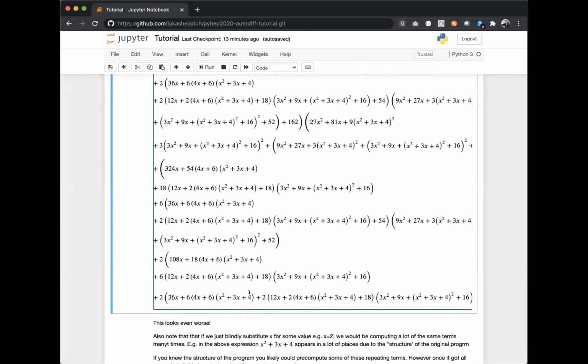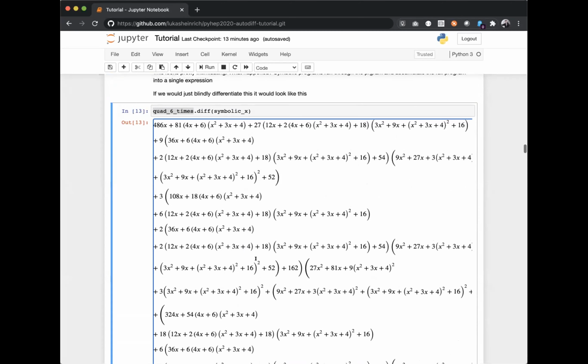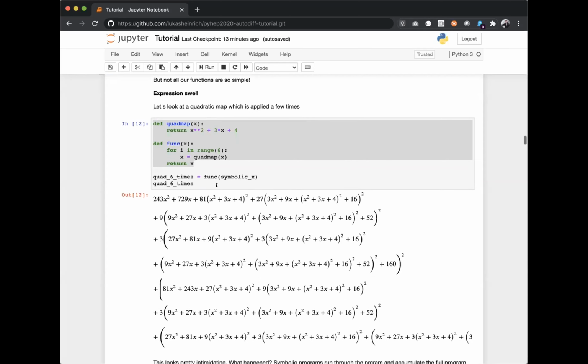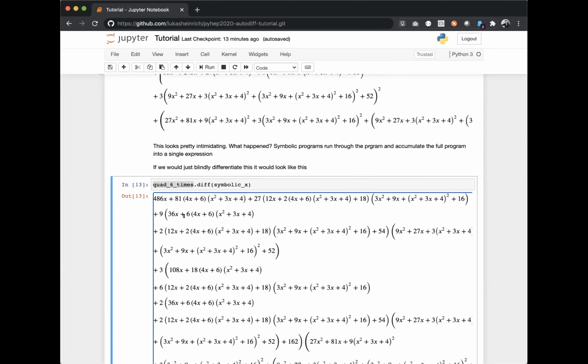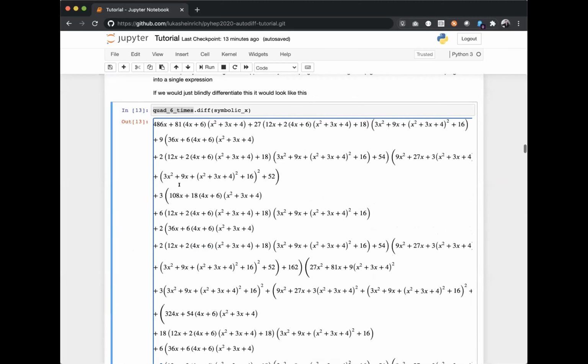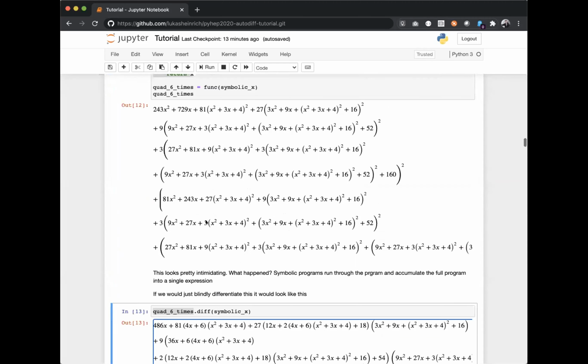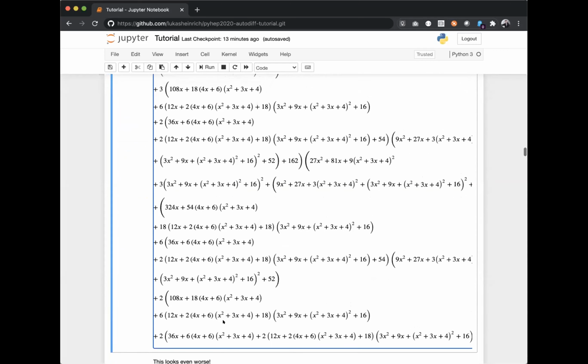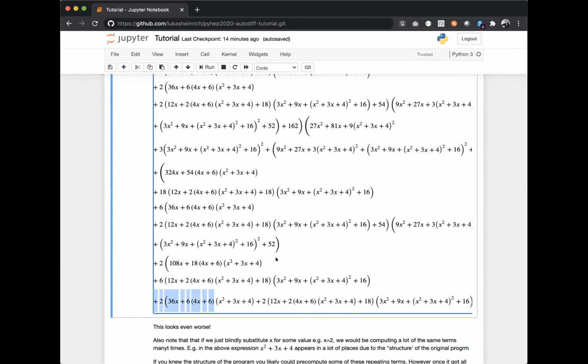So why does this happen? This happens because of this looping construct. It's a remnant of the source code structure, but SymPy, or the computer algebra system, doesn't really know anything about this original structure of the program. It just unrolls everything and flattens it out until everything is a single expression. And then if you would just replace x with a numeric value and evaluate everything, we would end up computing, for example, x squared plus 3x plus 4 a bunch of times, and that's super wasteful. So it's not super efficient.